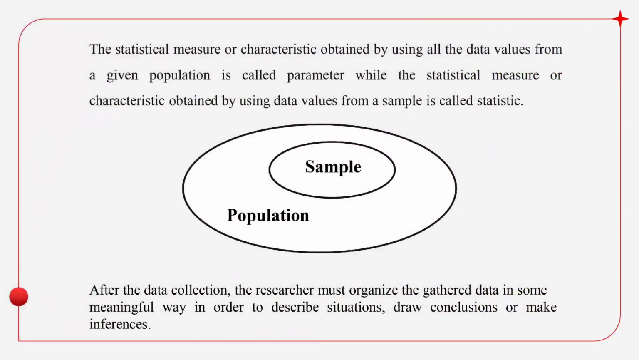So, under parameters and statistics, the statistical measure or characteristic obtained by using all the data values from a given population is called a parameter, while the statistical measure or characteristic obtained by using data values from a sample is called a statistic. Parameters provide information about the entire population, while statistics provide information about the sample being studied.